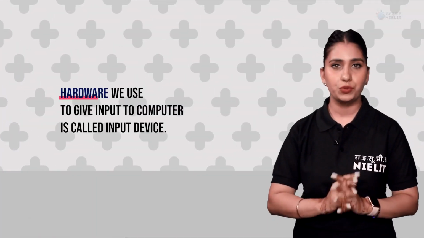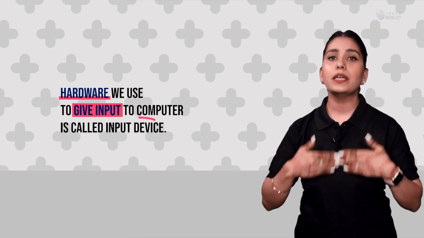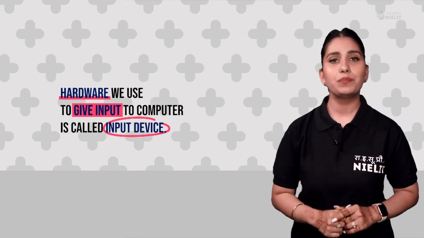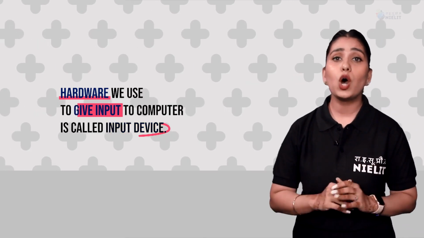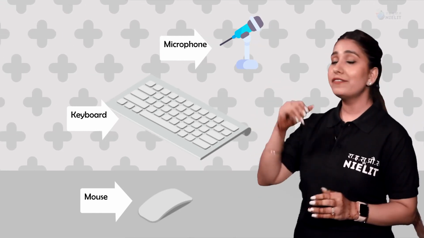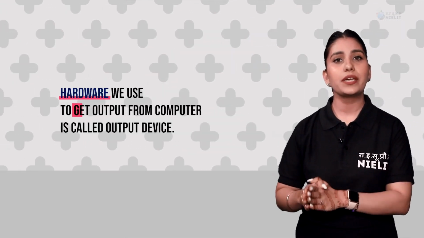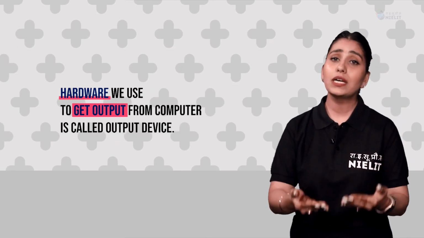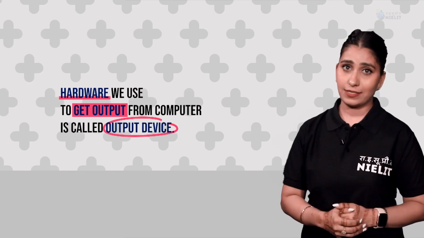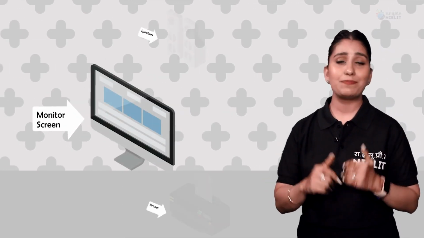Now let's identify the common hardware of the computer. Any hardware we use to give data or input to the computer is called input device. The most common input devices are keyboard, mouse, and microphones. You can see and identify them on your screen. Any hardware we use to get information or output from the computer is called output device. Some common output devices are monitor screen, printer, and speakers.